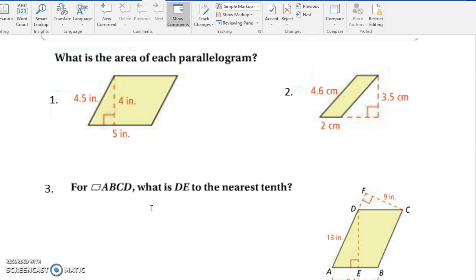For example 1, it says, what is the area of this parallelogram? They give you 3 measurements, and what you need to take away from this is that some of them are extra. This right here is the base. This is the height, and I know that's the height because it's at a right angle to the base. So this 4.5 right here is actually just extra. We don't need to know that.